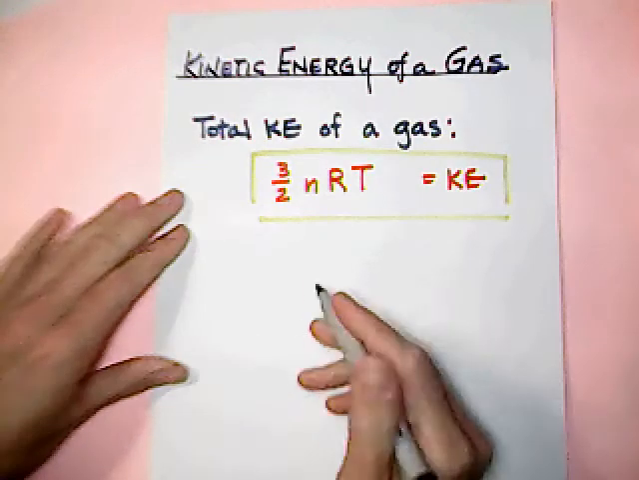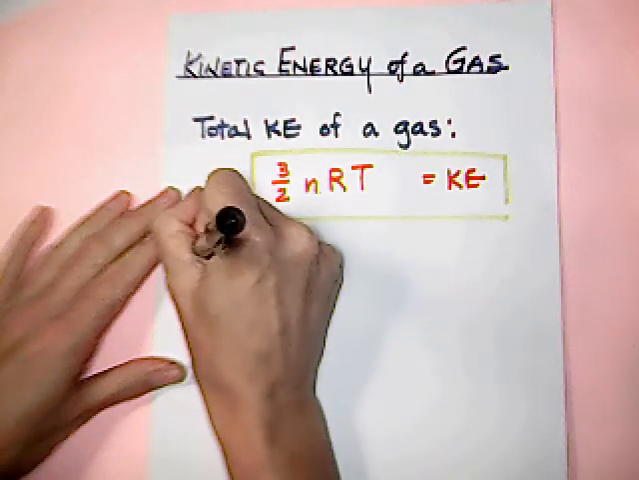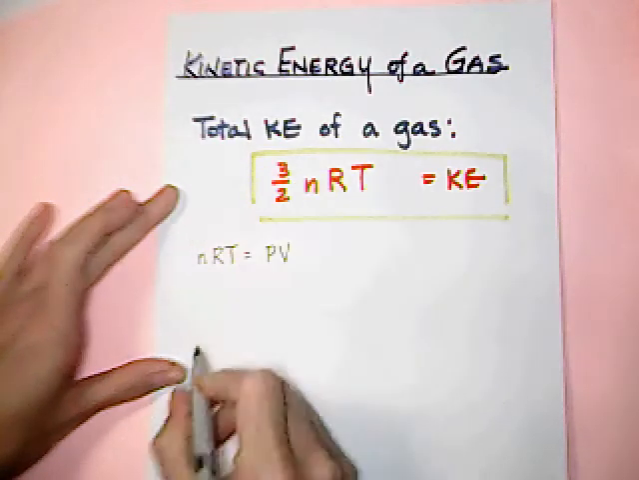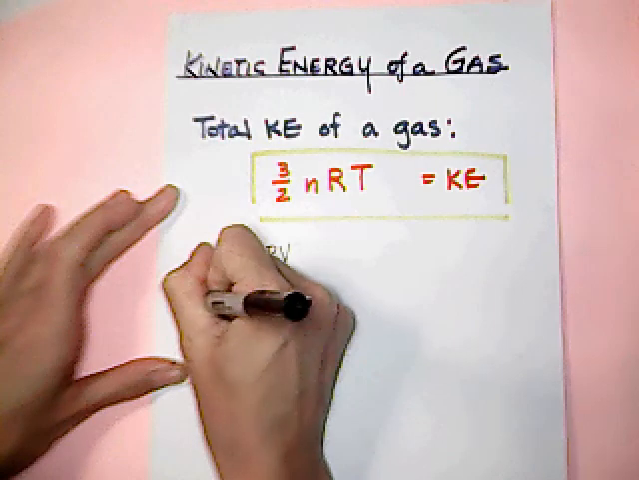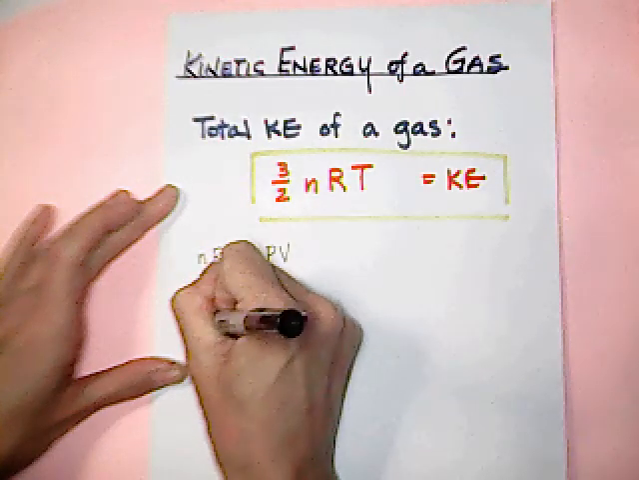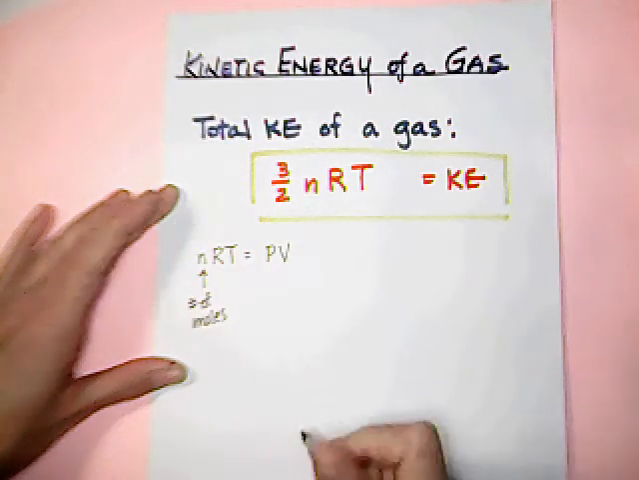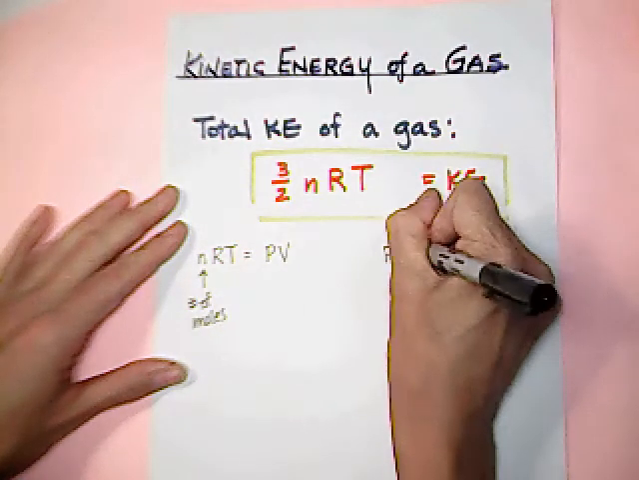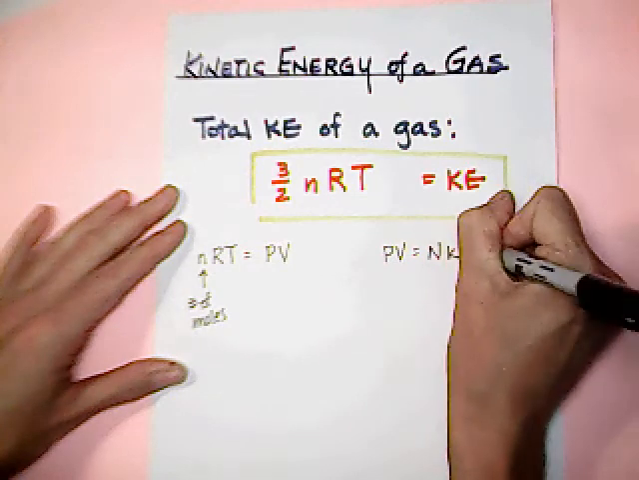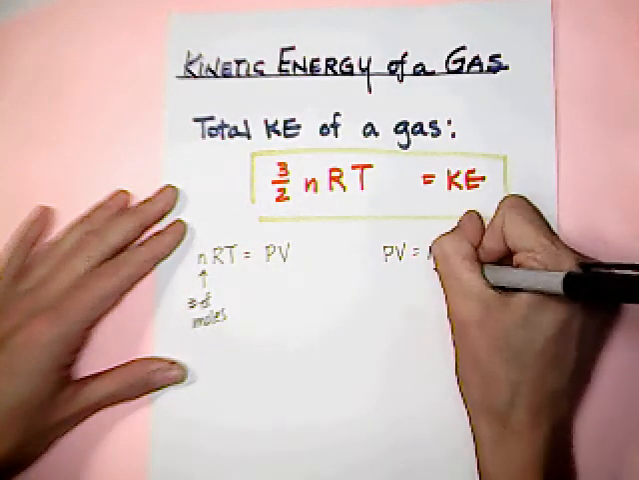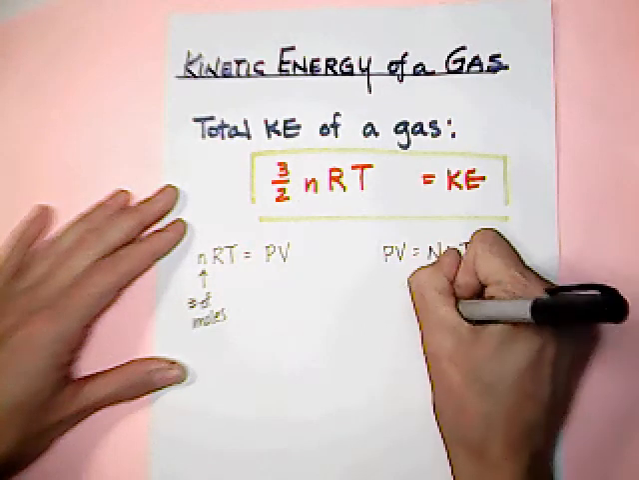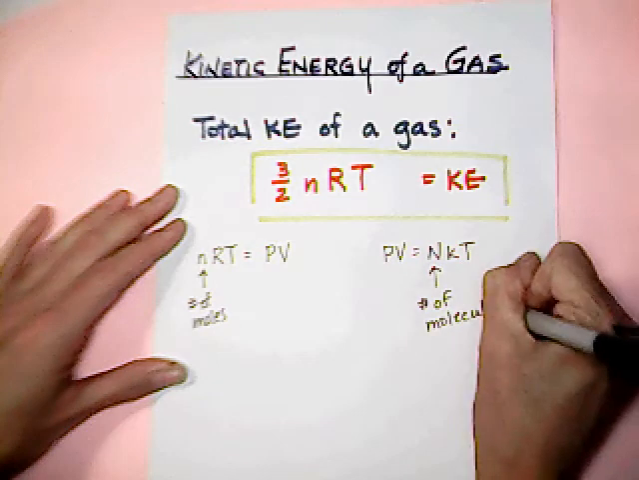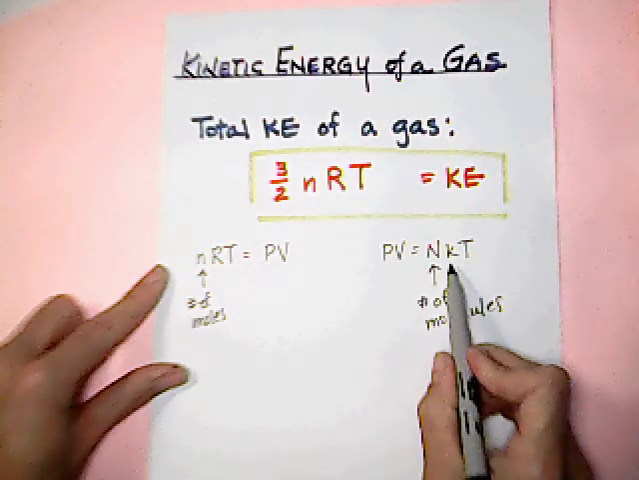But remember that we said that PV equals nRT, right? Where n was number of moles, and R is the universal gas law constant. But we also said that PV equals NkT, right? Where this time N is number of molecules, and k is now Boltzmann's constant, that other constant.